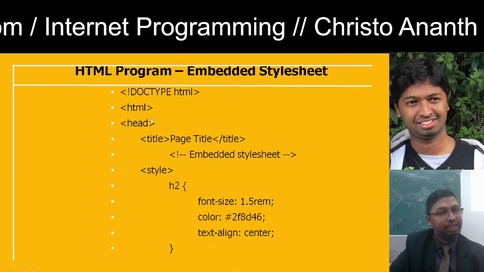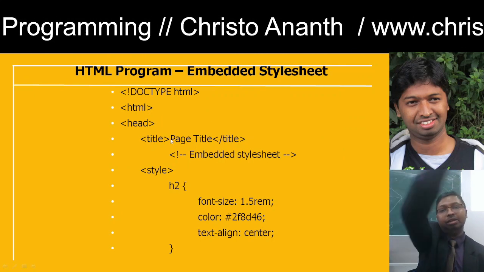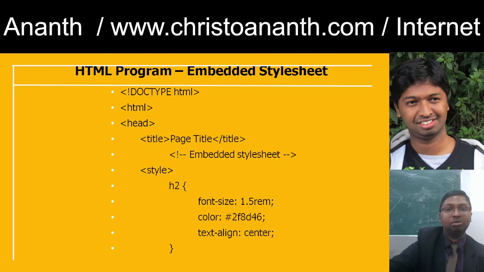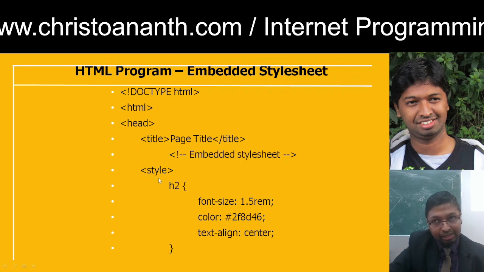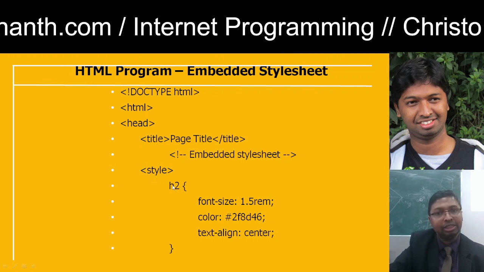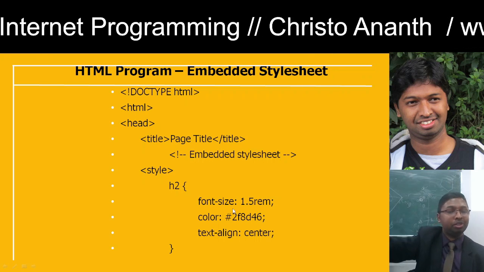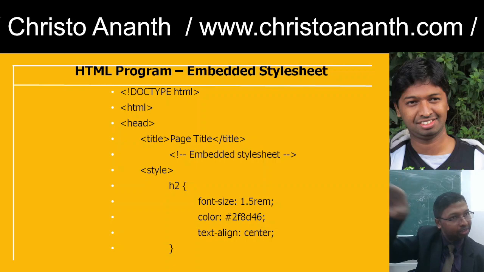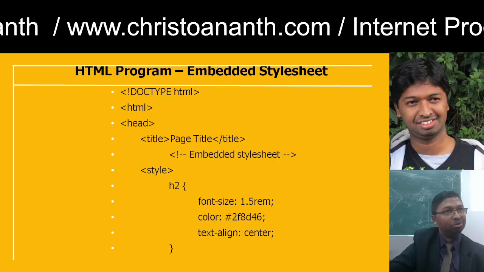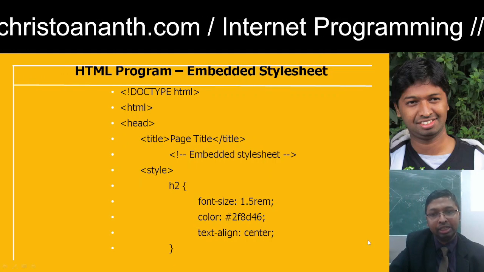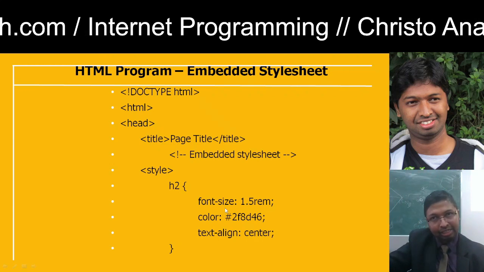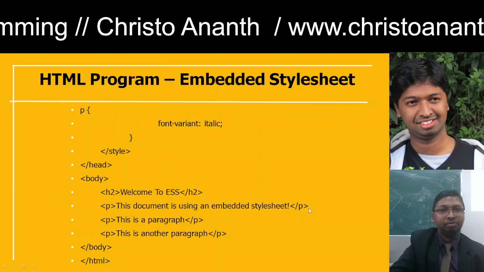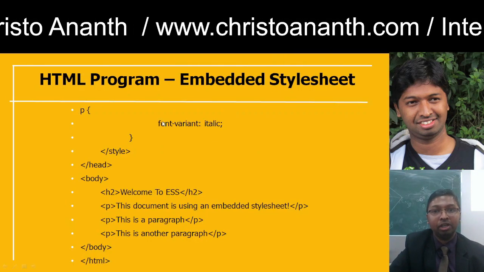Doctype HTML, head, the title, page title. Here you are going to use embedded style sheet. So the style tag, the h2. For h2 you are going to specify font size 1.5, color it is some color. You are going to specify it as a hex code, like 2F8D46. So that is the color number that you are going to specify. Text alignment is center. Then the paragraph tag, font variant italic.